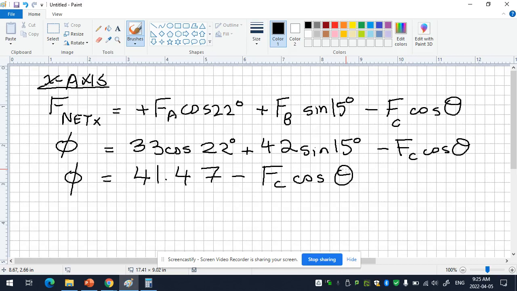How many unknowns do you have in that equation? Everyone, how many unknowns do you have in that equation? FC and the cosine of theta, or just the theta. Can you solve one equation in two unknowns? No, you can't. What do I still need to do now? The exact same amount of work, but for what? For the F net on the Y. Go.